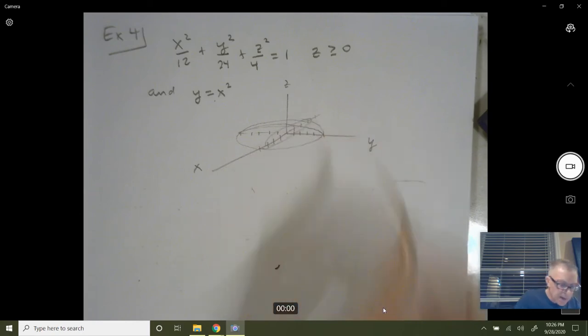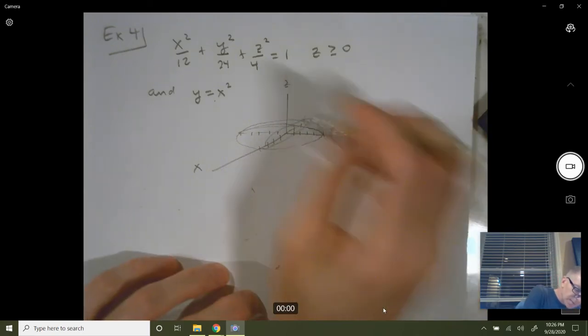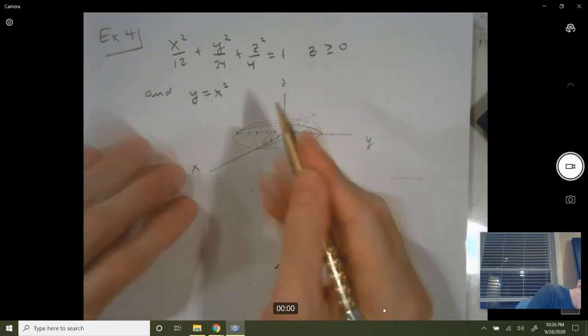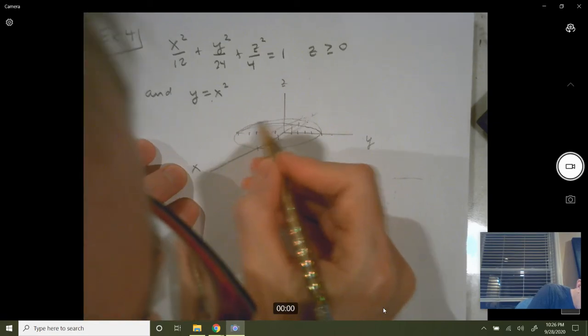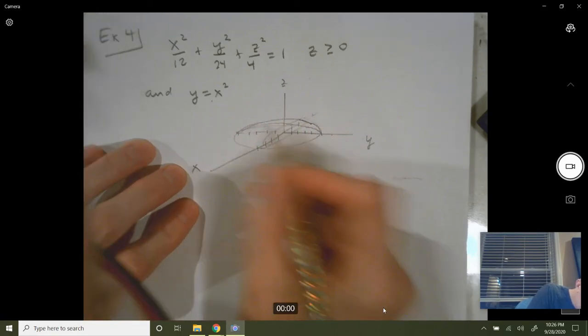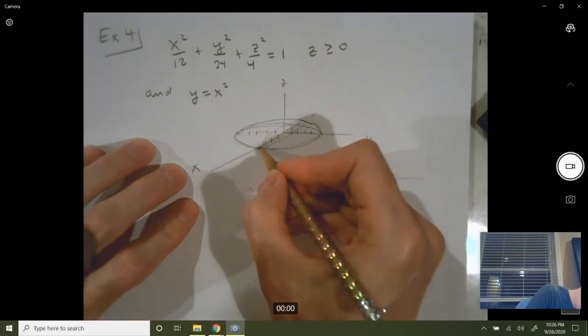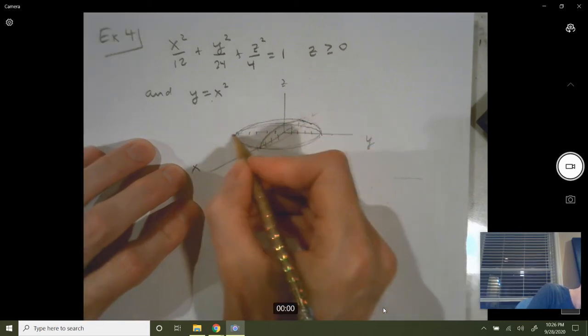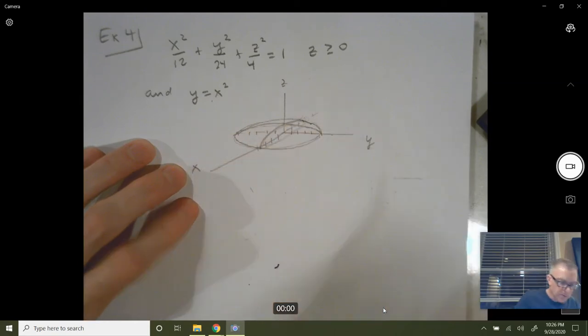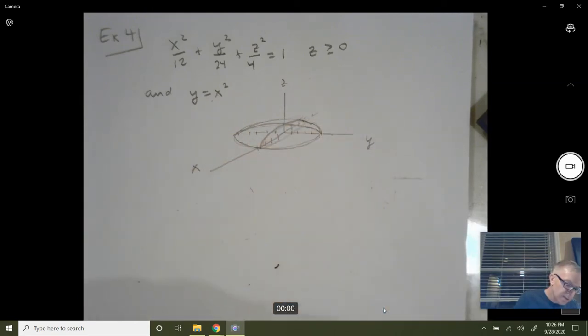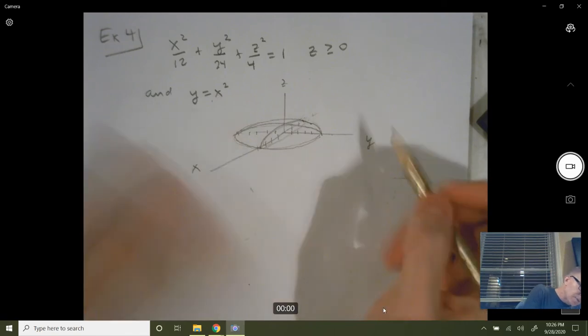We just want the top half of this thing. Okay, so we've got this thing that goes up and around here, almost like a loaf of bread, maybe. And then on top of this, we're going to draw this thing.